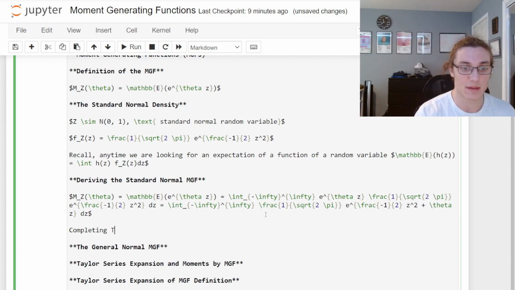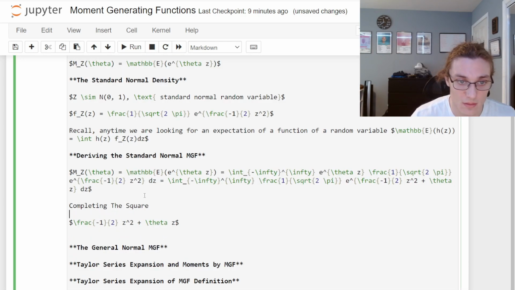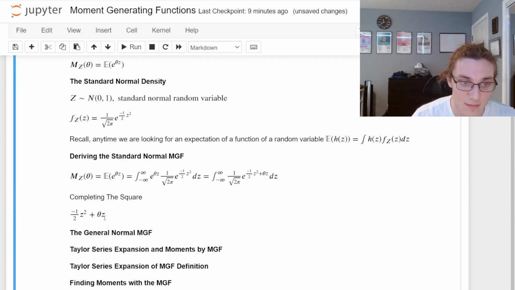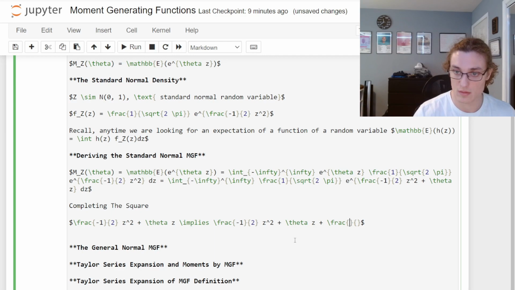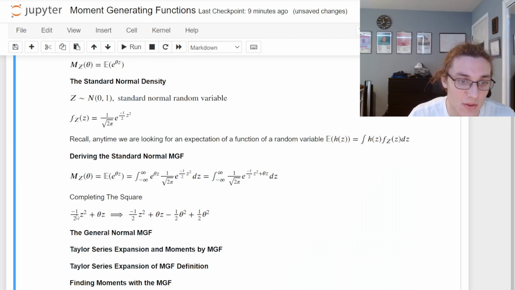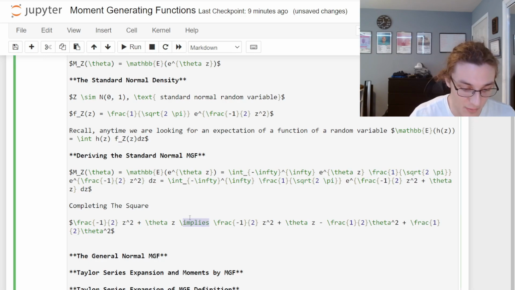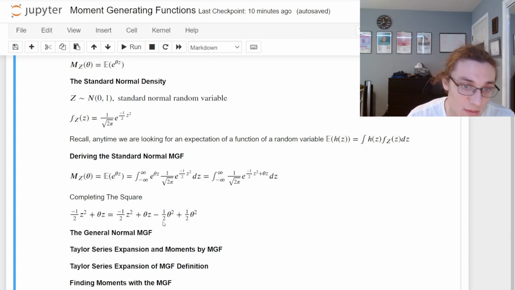So I'm going to have completing the square here. And I'm going to take what's in that exponential function and show you how we complete the square. So we have this guy in our exponential function right here. And what we're going to do is add one-half theta squared, and we're also going to subtract 1/2 theta squared. Okay, and that is going to be an equivalent statement. So I have this implies arrow right here, but really these two are equivalent statements, right? Because all we're doing is adding and subtracting the same value, and algebraically that's just adding 0 to the right hand side. But what we can do now is factor, right?